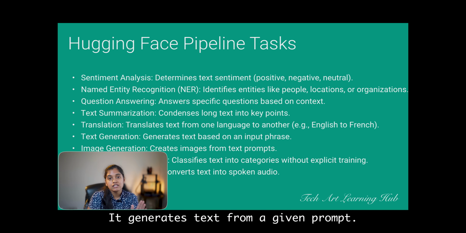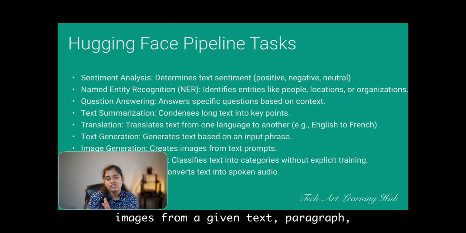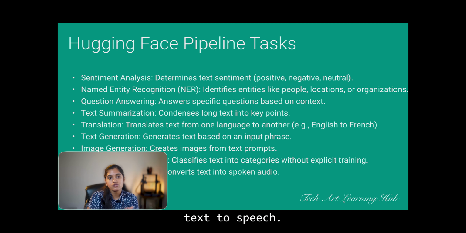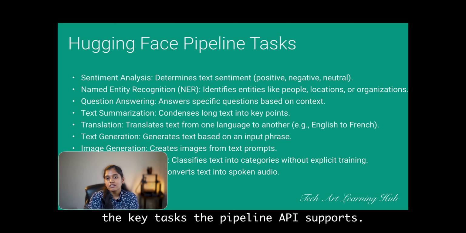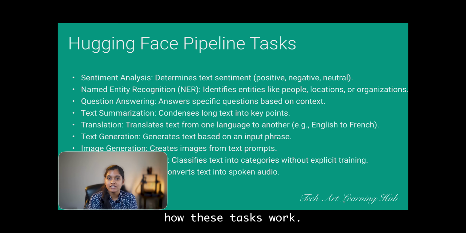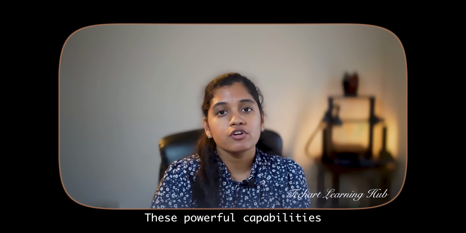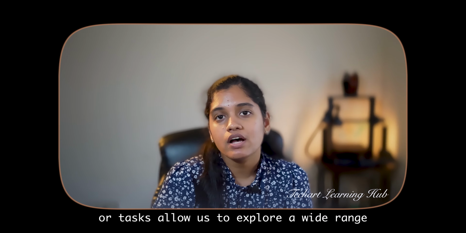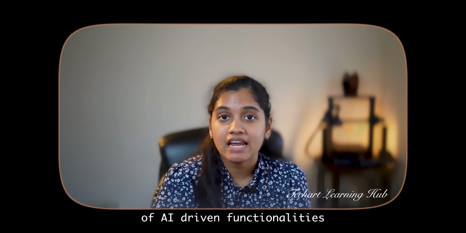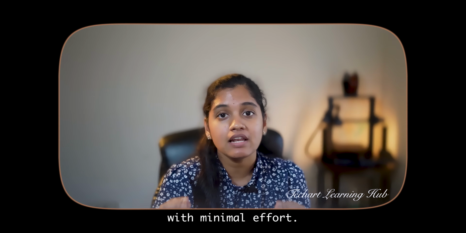Text generation. It generates text from a given prompt. Image generation. It creates images from a given text paragraph. Text to speech. It converts text into spoken audio. So these are the key tasks the pipeline API supports. So let's go into these tasks and perform some implementation and check how these tasks work. These powerful capabilities allow us to explore a wide range of AI-driven functionalities with minimal effort.